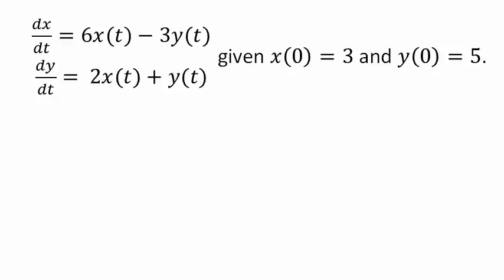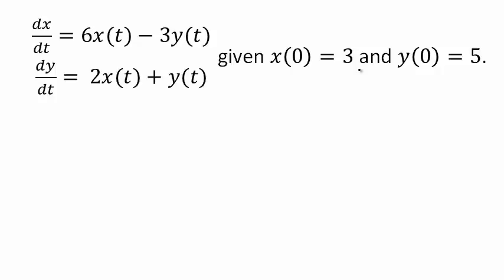Now in this recording I will show how to find the solution to a set of two simultaneous differential equations. So in this case we've got dx/dt, which is 6x(t) minus 3y(t), and dy/dt is 2x(t) plus y(t). So that means we've got the first differential equation containing x and y on the right hand side, and the second as well. Now our initial conditions are that x(0) is 3 and y(0) is 5.